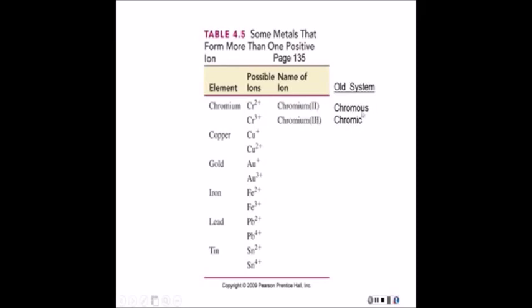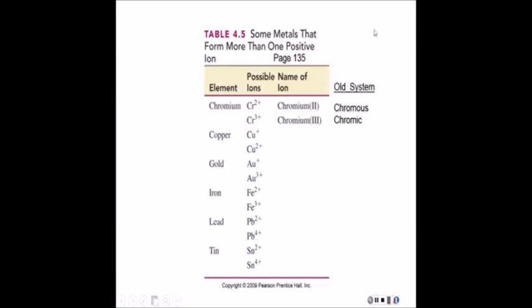Now the old system uses the suffix OUS and IC to indicate which is the higher or the lower charge. IC always means the higher. OUS always means the lower. Now IC doesn't necessarily mean 3. It does for chromium, but you notice it wouldn't for lead, lead being +4 and +2.